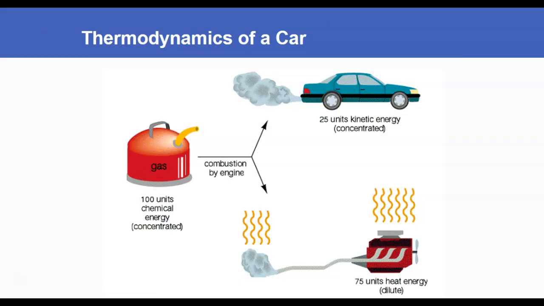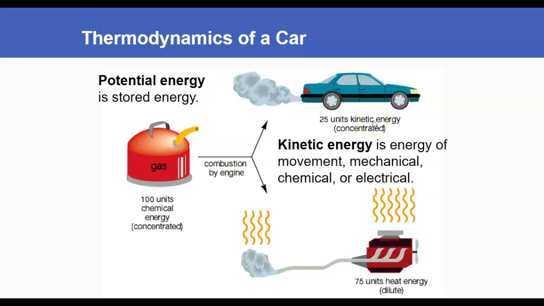Another example is the thermodynamics of a car. So we don't use steam to move a car, but we have gasoline, which is again a hydrocarbon, and we are going to be storing energy, so its potential energy is in that gasoline. Now we light it on fire in a combustion engine, and we can convert that potential energy into the kinetic energy and the movement of that vehicle.